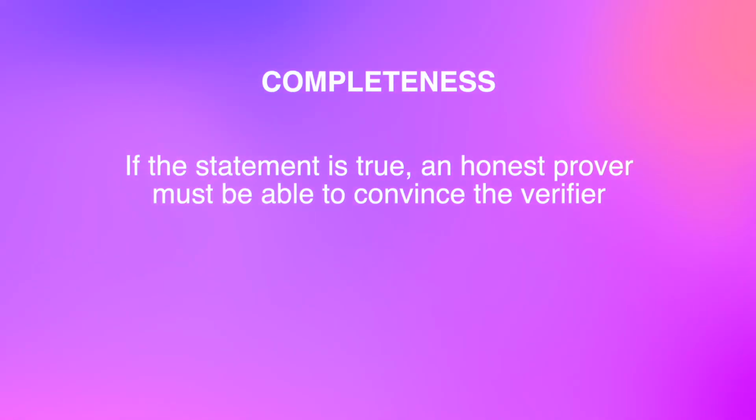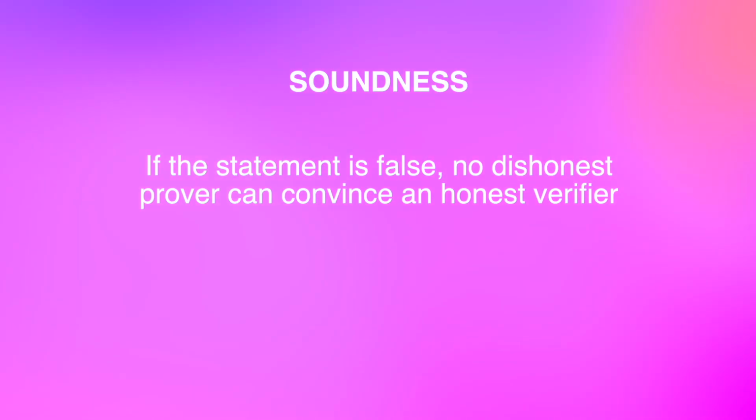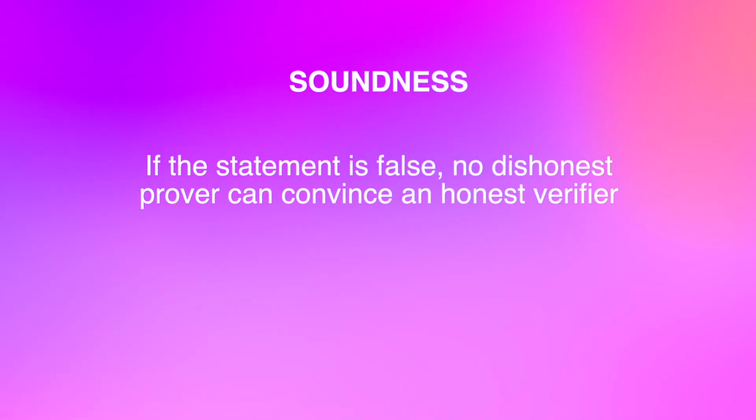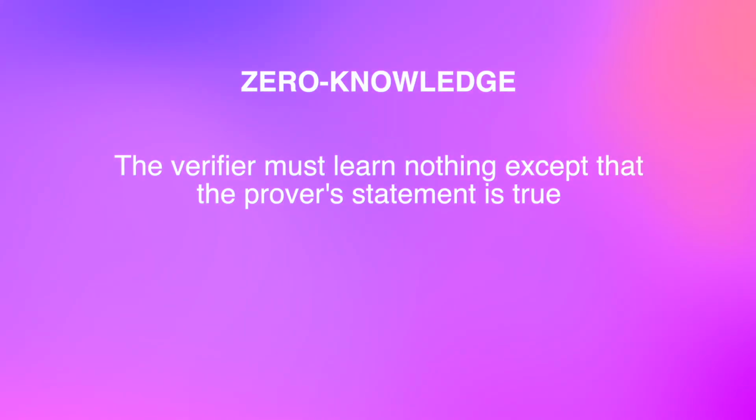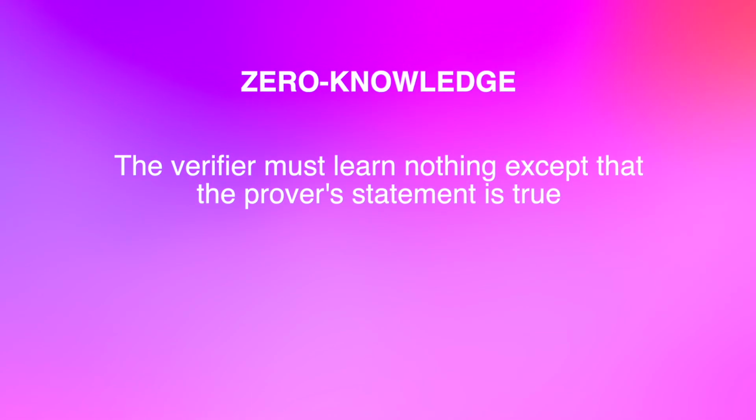In order for a zero-knowledge proof to be valid, they must satisfy 3 fundamental properties. And we're going to go into these in a little bit more depth in a different video, but I'm going to summarize them now from a high level. The first one is completeness. If the statement is true, an honest prover must be able to convince the verifier. The second one is soundness. If the statement is false, no dishonest prover can convince an honest verifier, except with maybe a teeny, weeny, tiny probability, but we're going to ignore that for now. And third and finally, of course, it must be zero knowledge. The verifier, or anybody else for that matter, must learn nothing except that the statement is true.